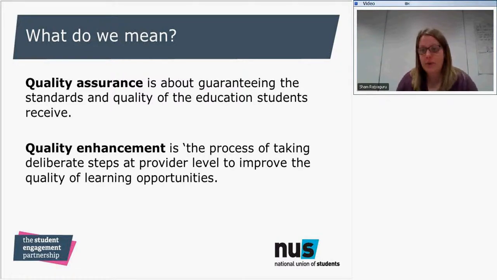So just a quick recap on what we mean by quality. I know this was covered in quite a lot of detail in the online module, but in terms of quality assurance, we're talking about guaranteeing the standards and quality of the education that students receive. And then quality enhancement, which I imagine is where your focus might be in particular, is the process taken at a provider level to try to improve the quality of learning opportunities.